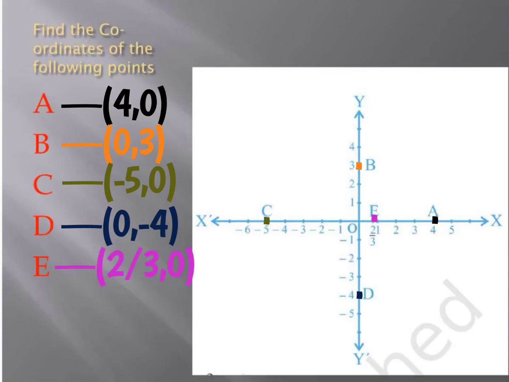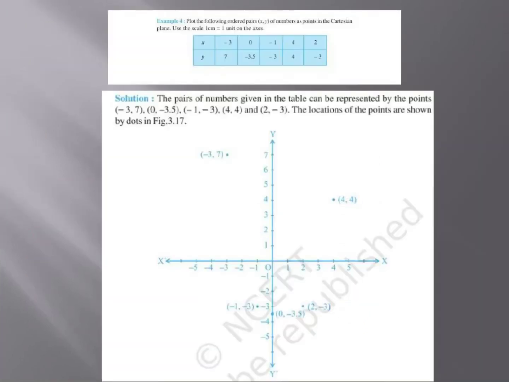Students, I hope now it is clear to you how to find the coordinates of a point in a coordinate plane from these two examples, that is example 1 and example 2. Example 4. Plot the following ordered pairs (x, y) of numbers as points in the Cartesian plane. Use the scale 1 cm is equal to 1 unit on the axis. So here you have to draw the Cartesian plane and you have to plot the points given to you.